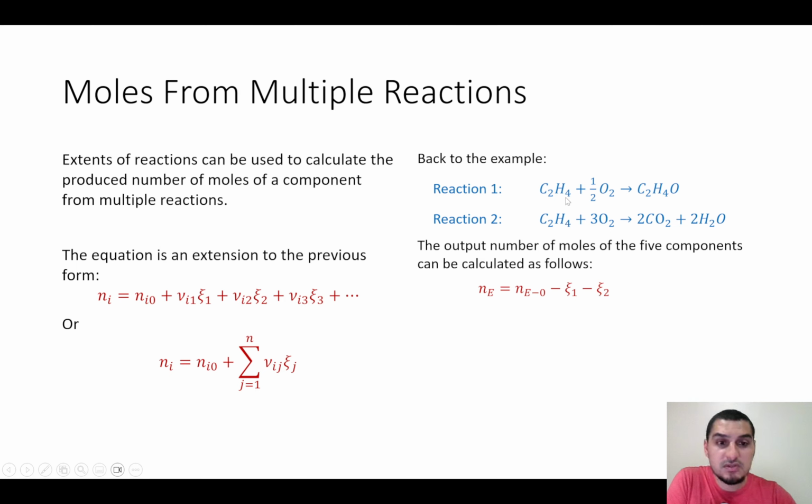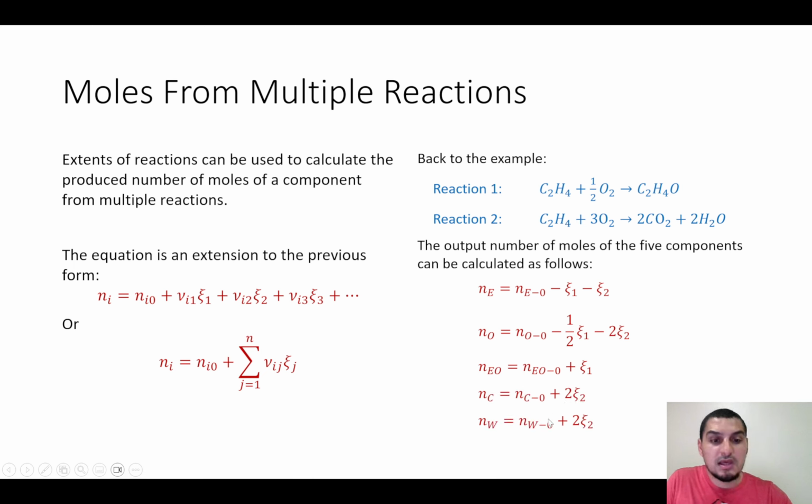Same for oxygen, it's going to be the number of moles of oxygen in, or node, minus half xi1 minus 3 xi2. This is -3. I have a lot of mistakes here, I'm sorry for these mistakes. And for ethylene oxide, it's going to be the ethylene oxide in the feed plus xi1, because the coefficient here is +1. The same for carbon dioxide, it's +2 xi2, and water, it's the feed plus 2 xi2.